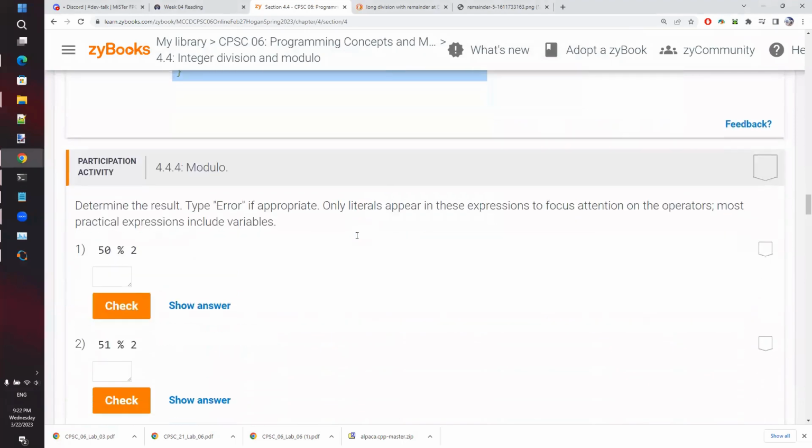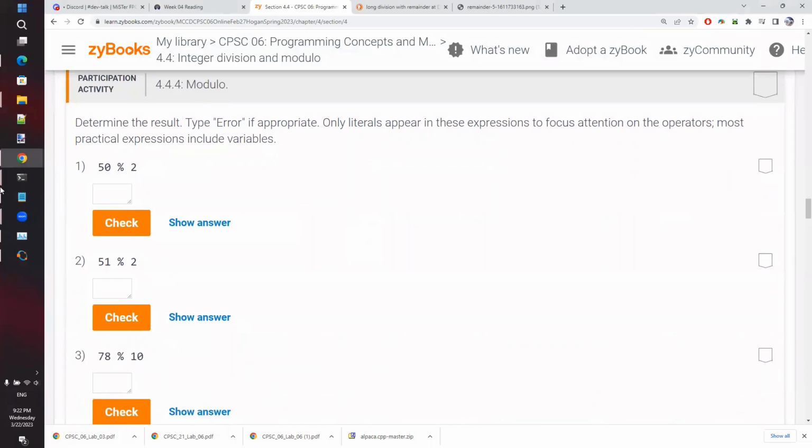Okay? So, they want to see if we can work this out. How many times does 2 go into 50? 25 times, right? If it goes in evenly, there's no remainder. So that's 0. What about 51? Well, that's one more, right? So 51 divided by 2, 25 times will get you to 50, and there's 1 left over, so the remainder is 1.